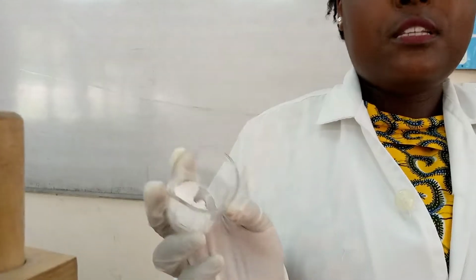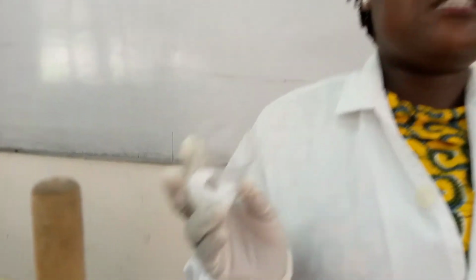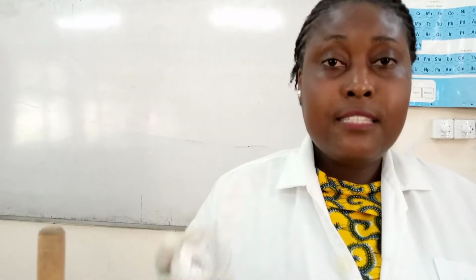I don't know its name. One of the students worked with it, but he or she forgot to label it. So I'm going to identify this compound by using the melting point determination. That is what I'm going to do. So let me quickly take you through the materials and the chemicals I will need.